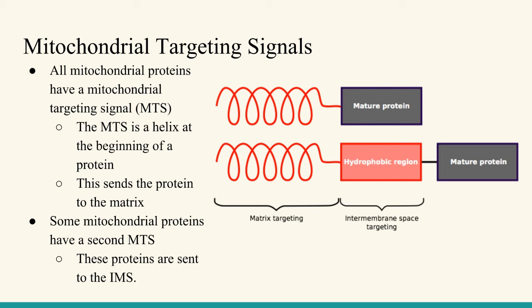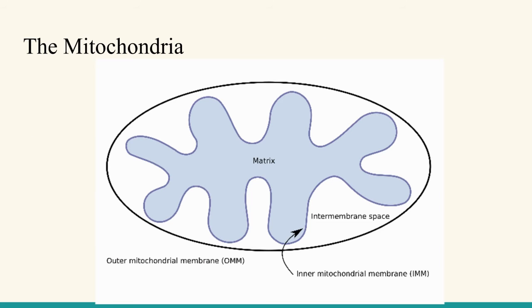Let me explain a little bit about mitochondrial targeting signals. All mitochondrial proteins have a mitochondrial targeting signal, which is shortened to MTS. MTS is a helix at the beginning of a protein, so it's this. And this sends the protein to the matrix. Some mitochondrial proteins have a second MTS, so we're talking about this part, and these proteins are sent to the IMS. Let me backtrack a little bit. If it only has one section, it's going to go only to the outer mitochondrial membrane, but if it has two targeting signals, it's going to go to the inner mitochondrial membrane.